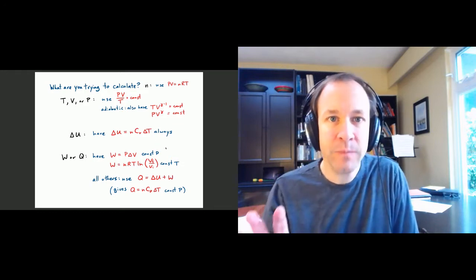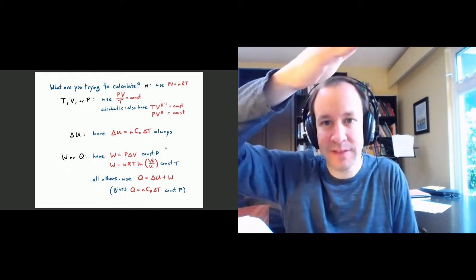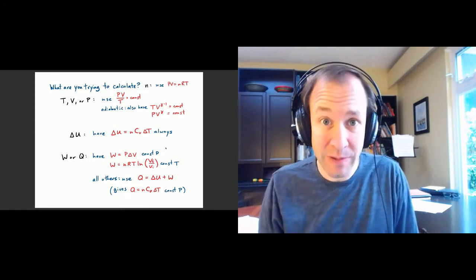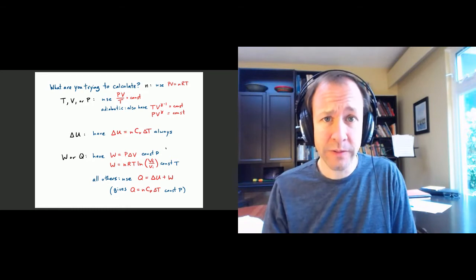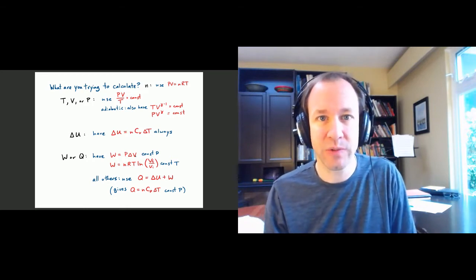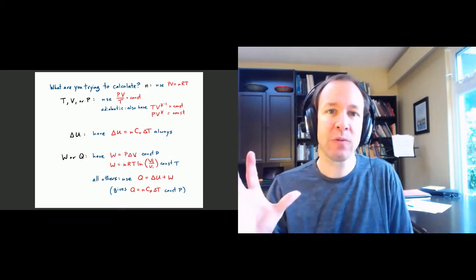Calculating W, in principle, it's always the same. It's the area under the PV curve. But then the way that you actually evaluate that is different in different situations. So if pressure is constant, then we could simply use the formula P delta V, which was our original definition of W.